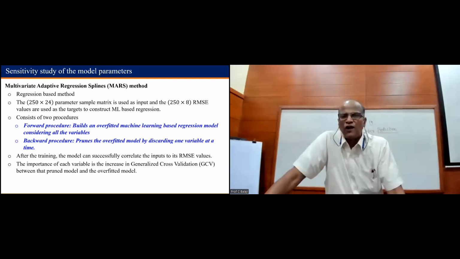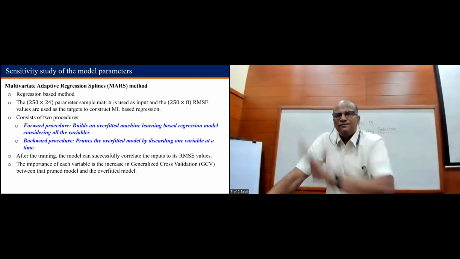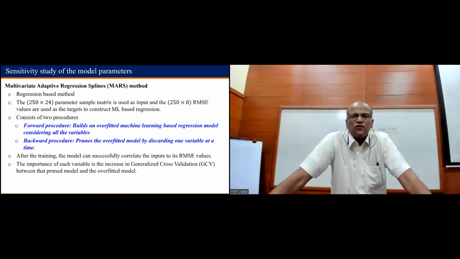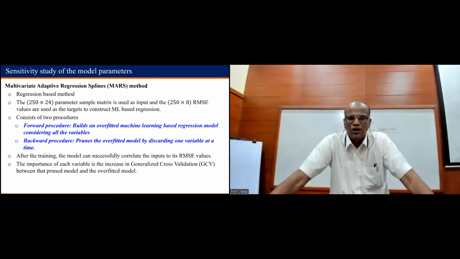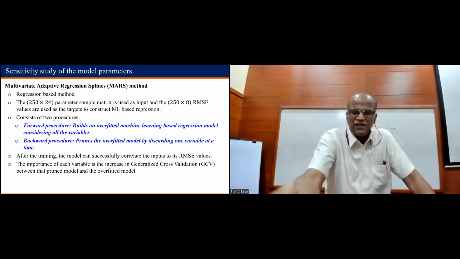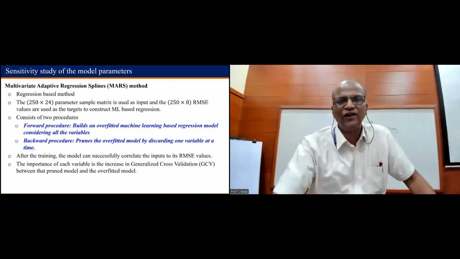If you give the 24 values, it will give you what will be the RMSE. So that is the beauty of this. The importance of each variable is the increase in the generalized cross validation between the pruned model and the overfitted model. The generalized cross validation is the metric, so it is easily definable mathematically. I'm not going into that now.